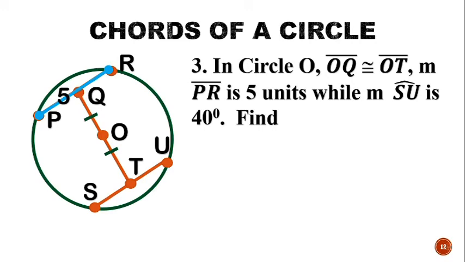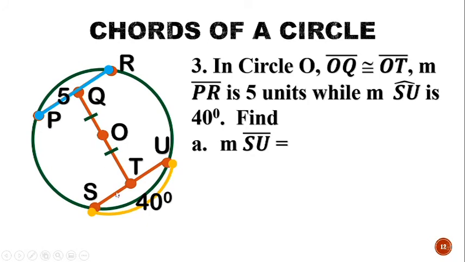Where is arc SU? Tandaan, it's arc. So it should be the part of the circle, part of the circumference of the circle. So ito yun. And it is 40 degrees. Now find for letter A the measure of segment SU. This is segment SU and it's a chord.